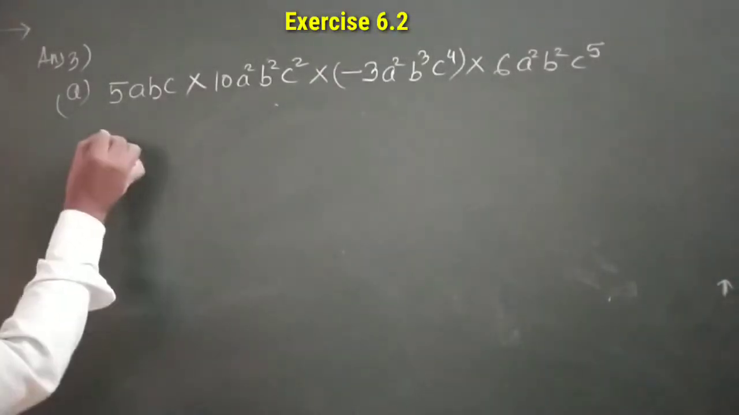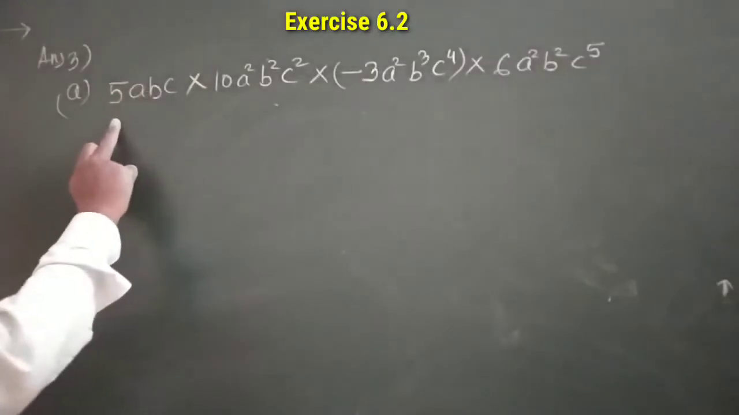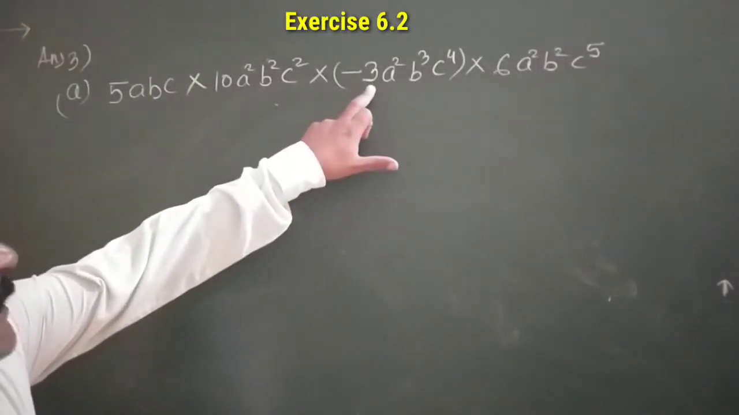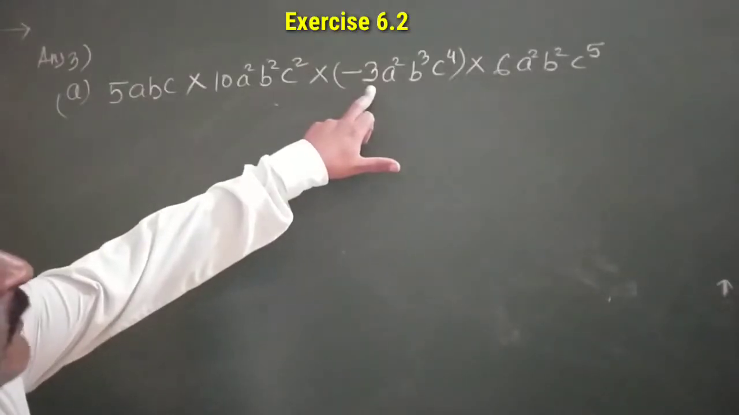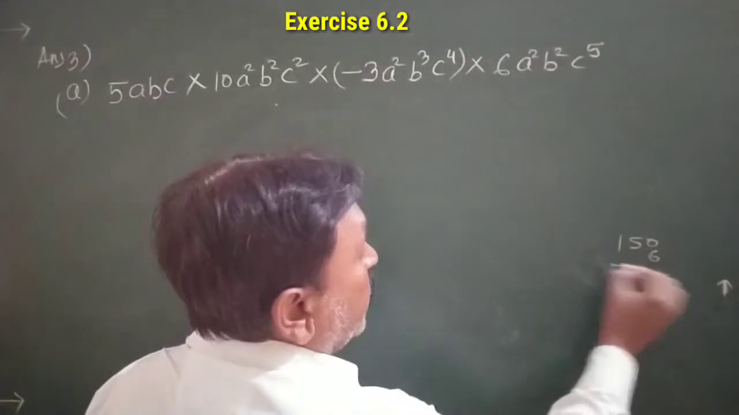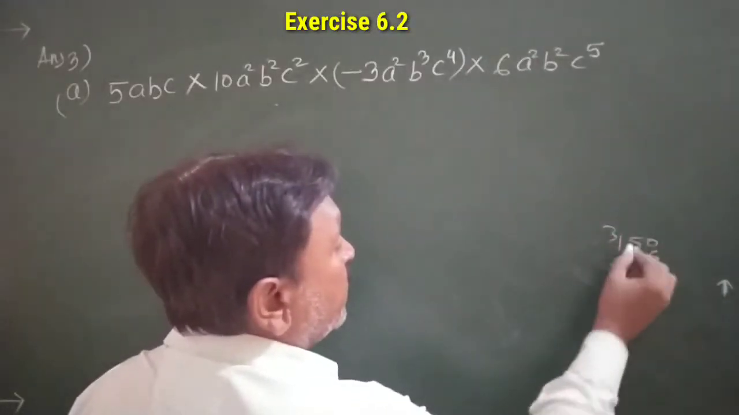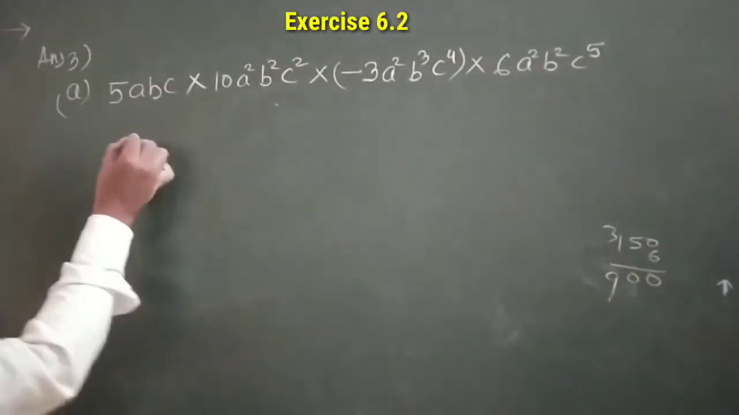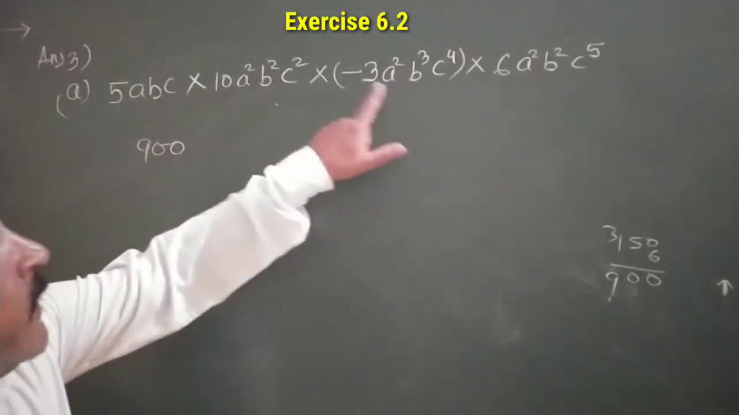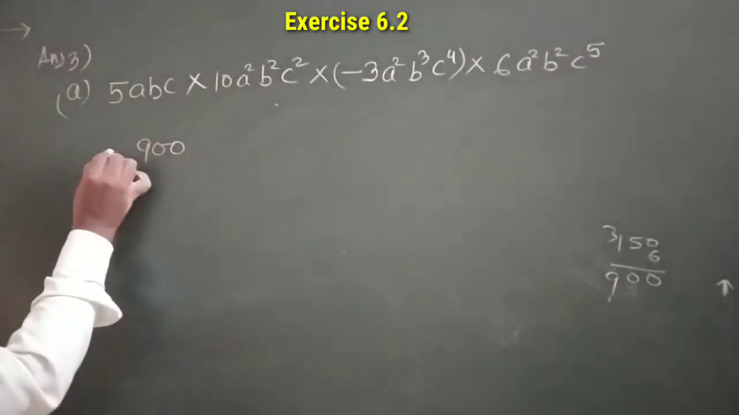Okay. So 10 5s are 50. 50 into 3, it will become 150. 150 into 6, if we do 6 5s are 30, 6 1s are 6, 7 8 9. So the numbers' multiplication becomes 900, and also see the minus sign. Only one minus is here. It means it will come here.